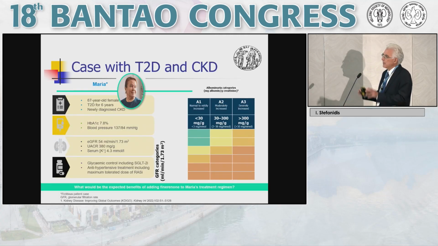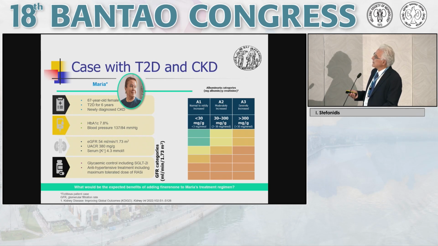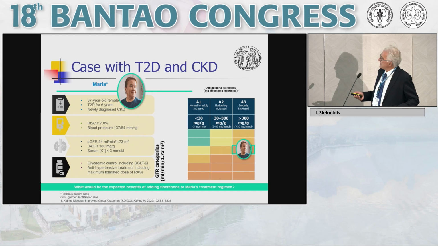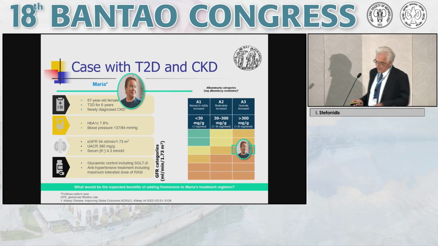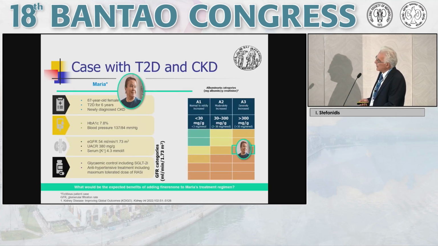And if I have the time, I would like to speak about a case and discuss some special issues. A patient with diabetes type 2, 6 years, newly diagnosed CKD with GFR 55, 54, and urinary albumin 380 milligram per gram creatinine, serum potassium 4.3. We see it is stage A3 from albuminuria, and stage 1 to 3a from GFR, lower than 60. She was taking RASI at the maximum tolerated dose, and also SGLT2, and antihypertensive treatment, with blood pressure at a good level.